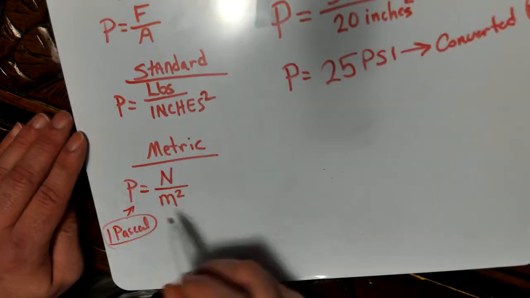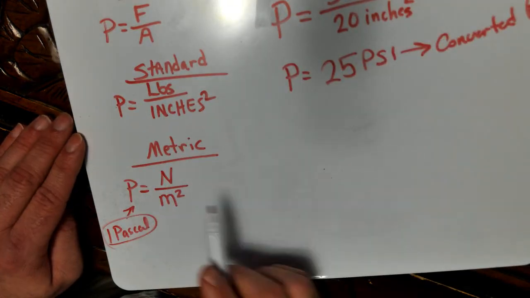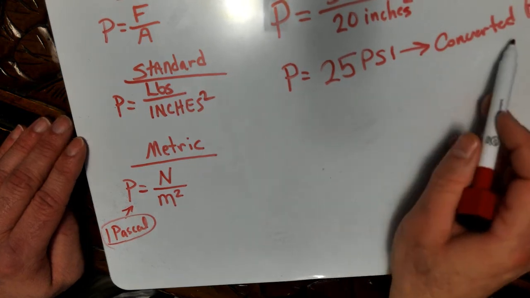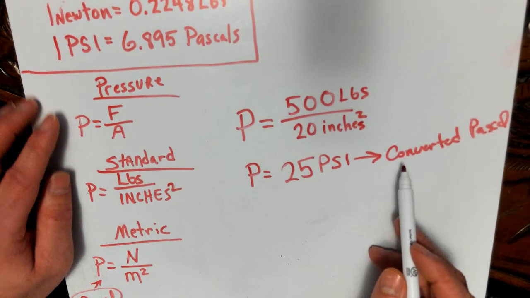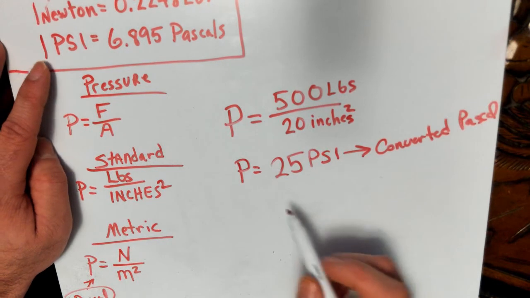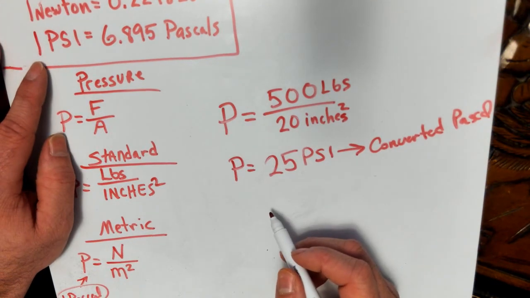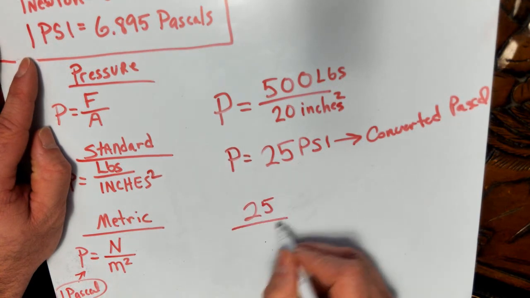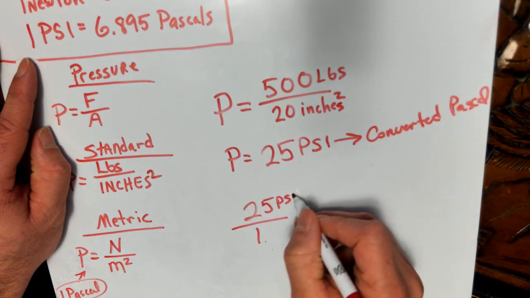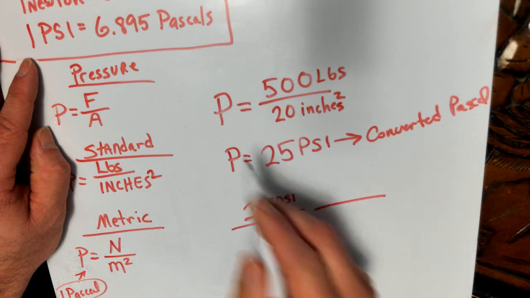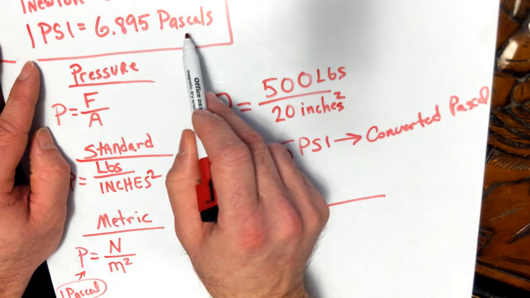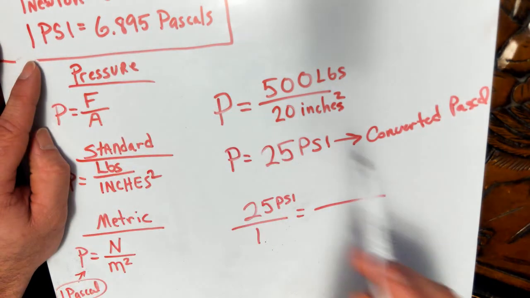And down here, here's our formula. Now, we already know what the pressure is. We just need to convert. So we've got to go up here to our conversion scale. 1 PSI is equal to 6.895. So just take your 25, divide it by 1, 25 PSI, equals, and I need pascals because it's what I'm going to. So this is my conversion factor.